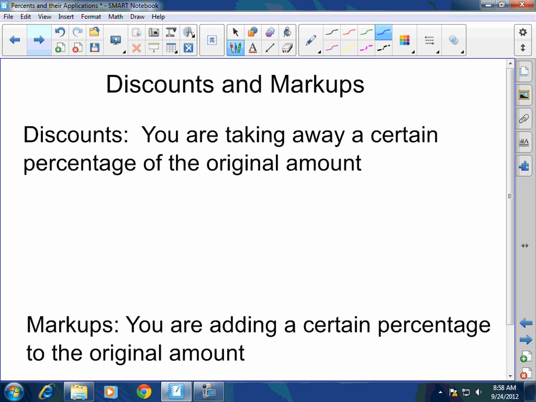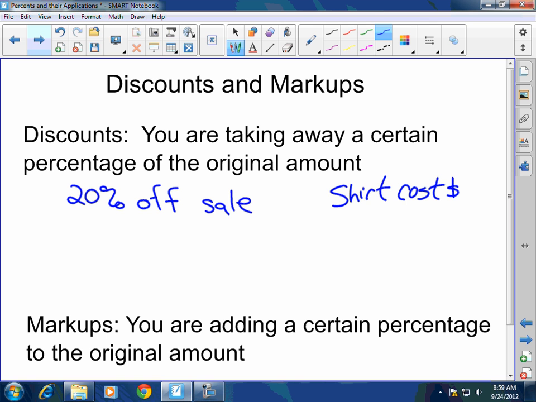in the end. Okay? Let's say that you're at the mall, and just for easy sake, let's say that you have a 20% off sale. Okay? And you want to buy a shirt that's $50. So a shirt costs $50. But I have a 20% off sale.